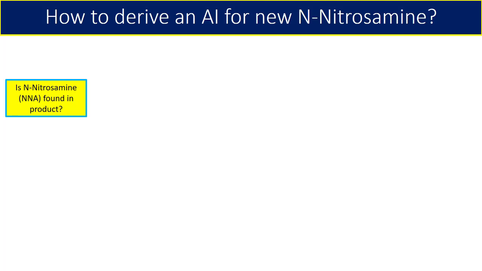The first question you must begin with is: is N-nitrosamine found in your product? And if the answer to this question, based on your practical experiment, is no, there is no presence of nitrosamine in your product, you must be happy about it, because you need not include the nitrosamine in the specification. You need not have the nitrosamine as a part of your specification.